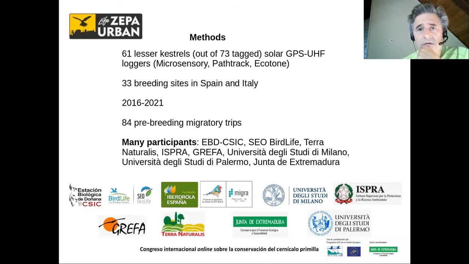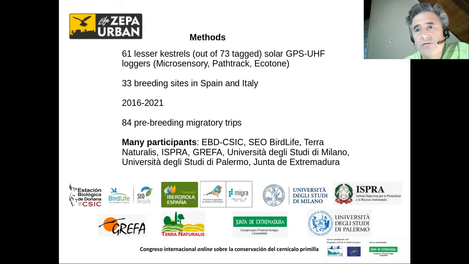Which are the methods that we have used for this work? Well, we have data from 61 lesser kestrels out of 73 that were tagged using GPS loggers. These are loggers that can be downloaded from a base using VHF radio frequency. We have used loggers from different manufacturers: Microsensory, PathTrack, and Ecotone. And they were marked at 33 breeding sites in Spain and Italy. The data are from 2016 to 2021. And at the end, we recovered 84 pre-breeding migratory trips.